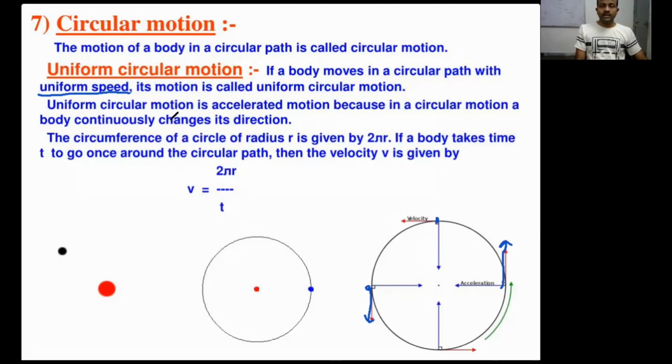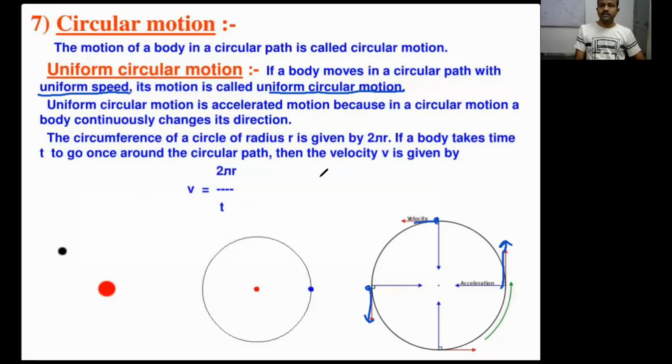If your body moves in a circular path with uniform speed, its motion is called uniform circular motion, right? Uniform circular motion is accelerated motion because in a circular motion, the body continuously changes its direction. And along the circumference the body is continuously changing its velocity. That's why we are calling it continuously accelerating, right?